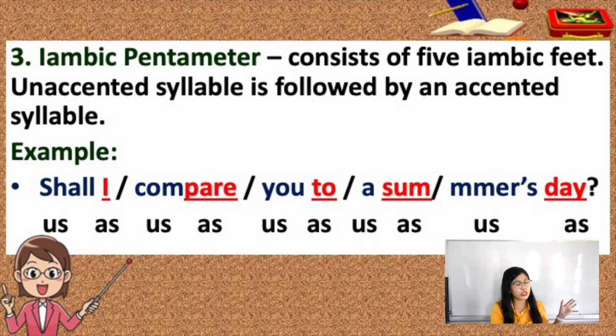So those blue words that you can see here, or the letters, are unaccented syllables. So if we count that, we have 1, 2, 3, 4, and 5. So we have 5 unaccented syllables followed by accented syllables. So those in color red, those are accented syllables. So how many are there? Let us count. We have 1, 2, 3, 4, and 5. So we also have 5 accented syllables.